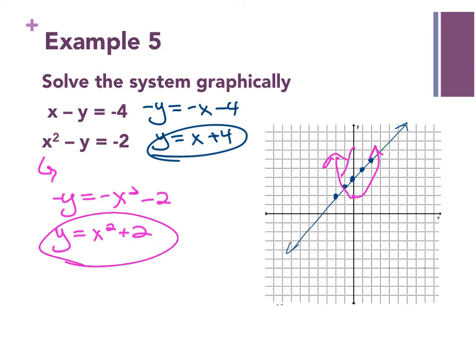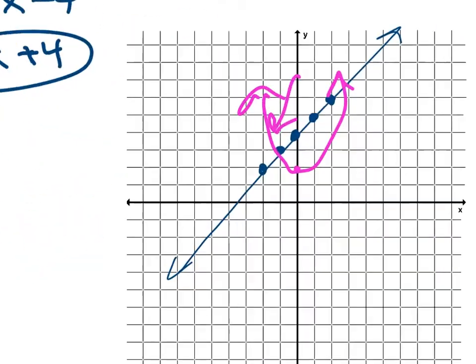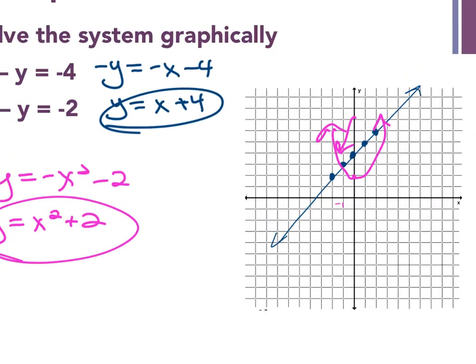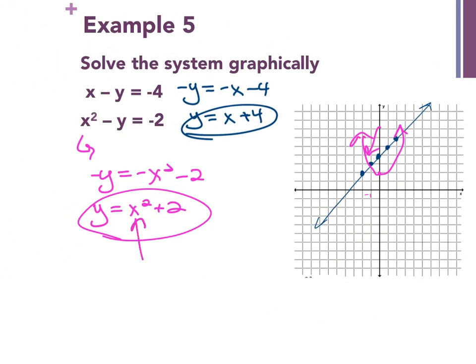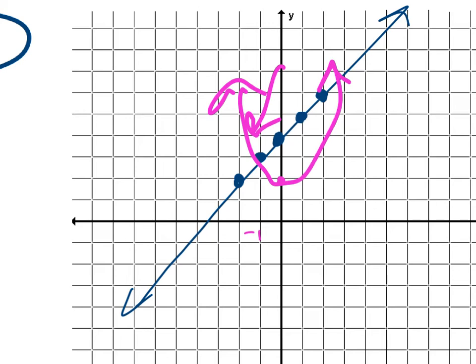So if it looks like it's going to hit there, then my x there is negative 1. So I'm going to plug negative 1 into here. Y equals negative 1 squared plus 2, 1 plus 2, which is 3. So now I know the exact point on that would be negative 1, 3. So I know this one, and I know negative 1, 3. So that is my intersection on that side.